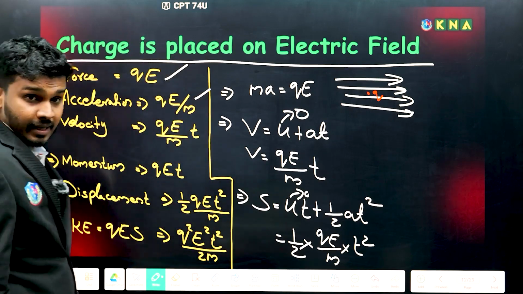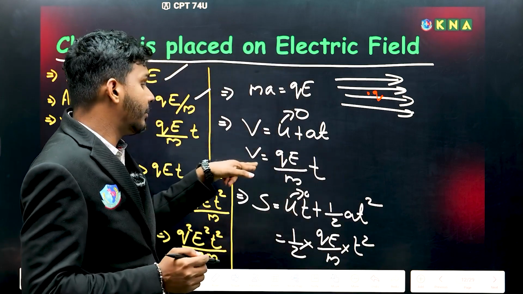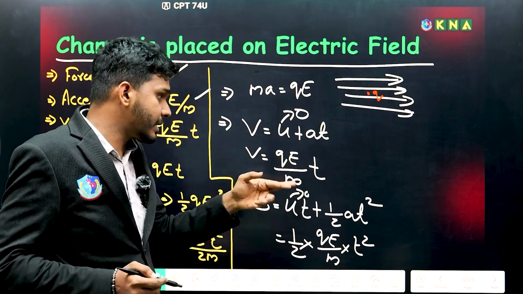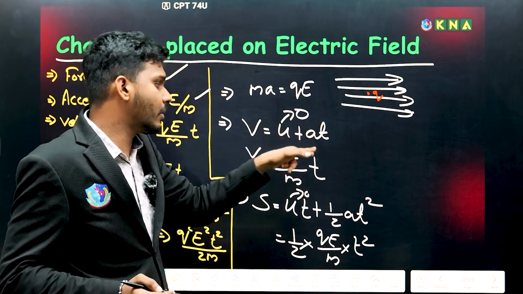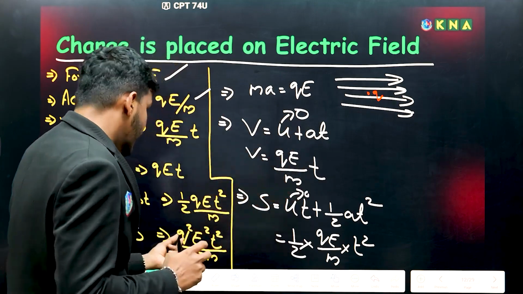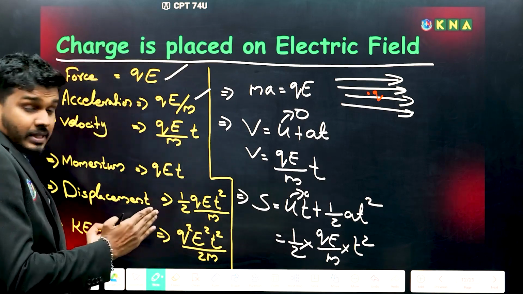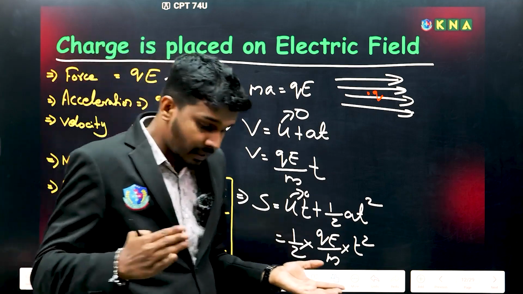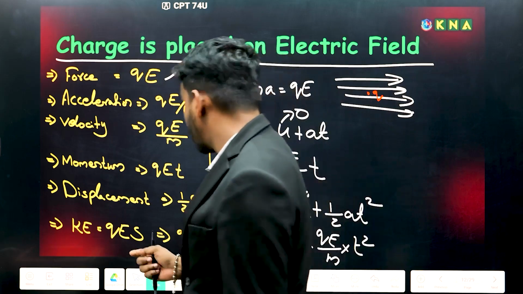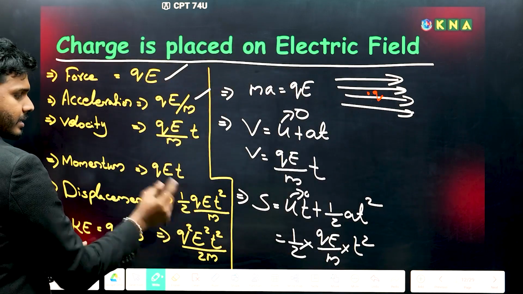Last, kinetic energy. Kinetic energy is half mv square. Substituting v and squaring, m cancels, balance Q square, E square, t square, and half into 1 by m gives Q square E square t square by 2m. Or otherwise, force into displacement: work is converted to kinetic energy. So what is the work? Work is equal to force into displacement, that is QE into this value.